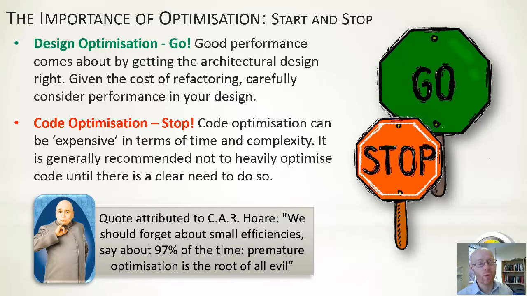A quote is attributed to Tony Hoare that we should forget about small efficiencies, say about 97% of the time. Premature optimization is the root of all evil. That's a slightly over-dramatic interpretation of it, but in this sense we really want to optimize and to incur the cost of optimization when there's a need to do so.